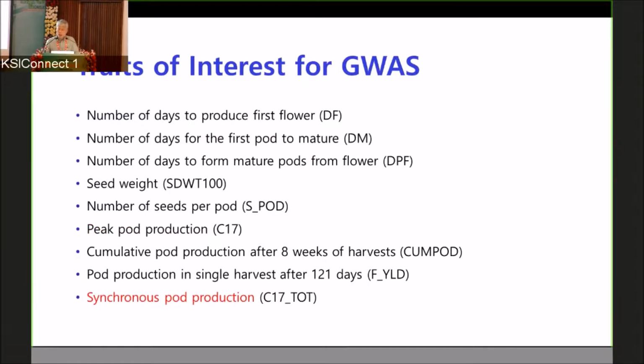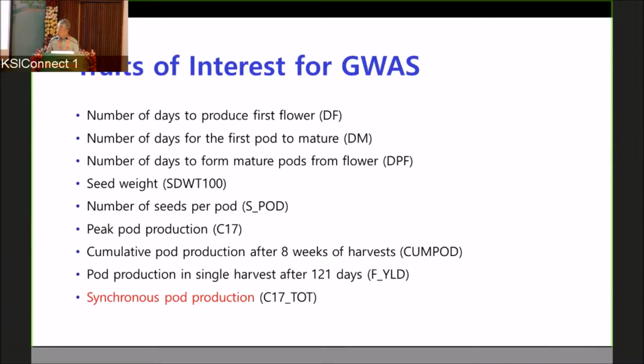Now we are also using genotyping by sequencing data. Phenotypic data were also collected in the fields. We are trying to do GWAS, an association analysis of genotyping data with phenotypic data. Phenotypic data were collected widely, but we are very interested in synchronous pod production, so I'm going to put a little emphasis on synchronous pod maturity.